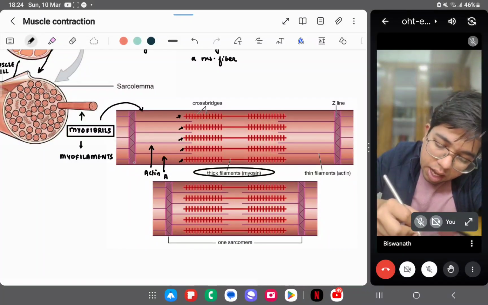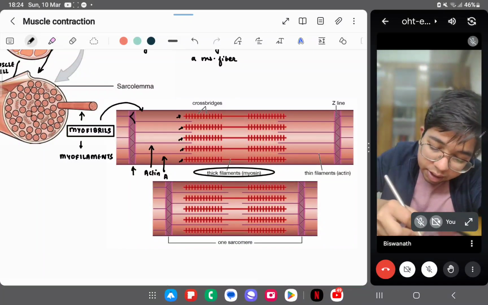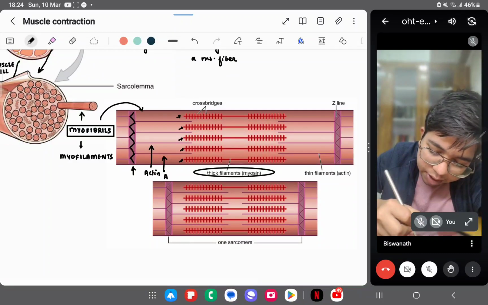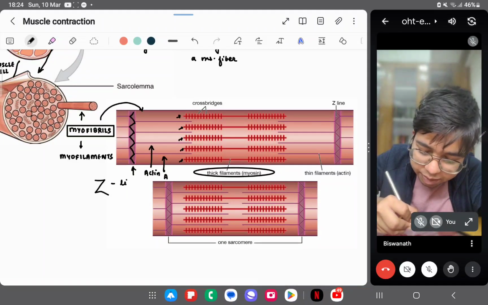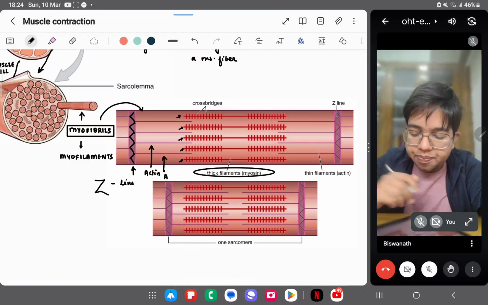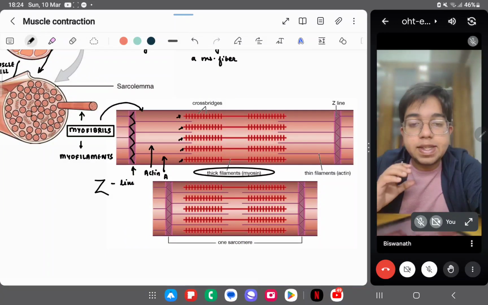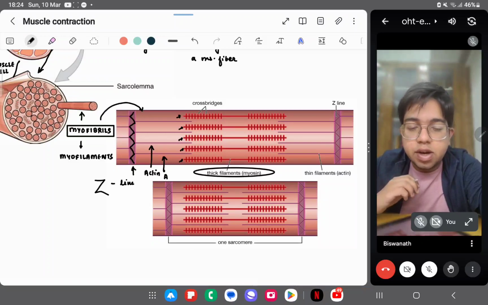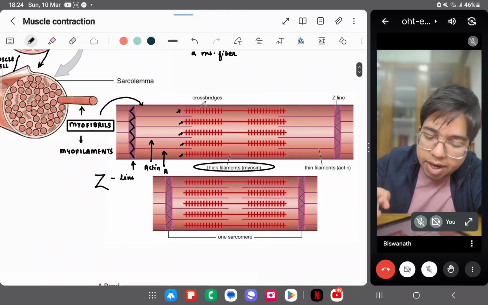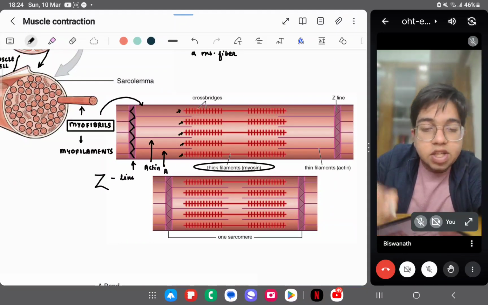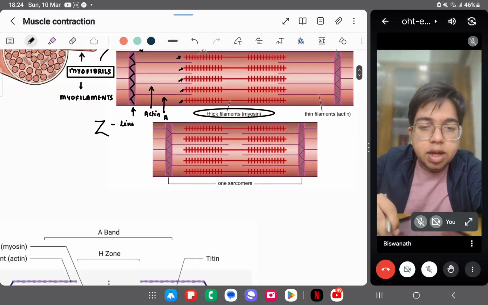And here is a zigzag line, so zigzag Z. Start from the Z line. We'll understand what the Z line is and why it is named so. It is a German term, Zwischenscheibe. So it's a Z line, and an M line is there also. The H zone is there. We'll see how they are organized.